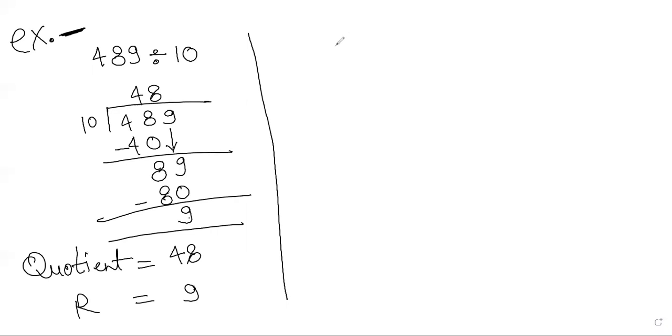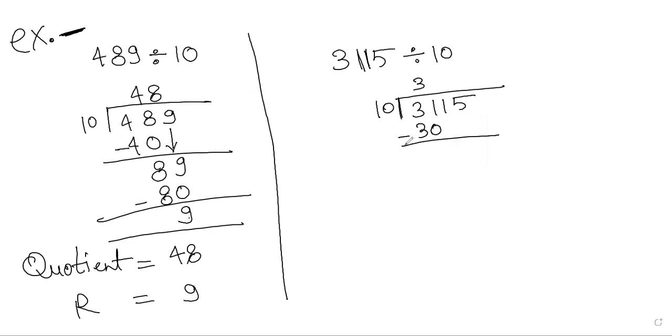Let's take one more example. Suppose you are dividing 3115 by 10. First of all, we will arrange it in the standard form of division. Now I start dividing. 10 3s are 30. 31 minus 30, 1 is left. 1 is smaller than 10. Bring down the next digit.